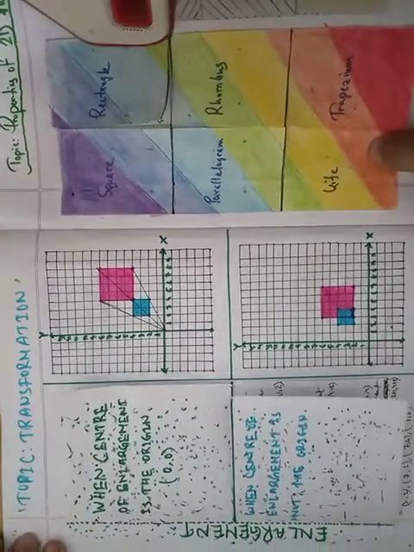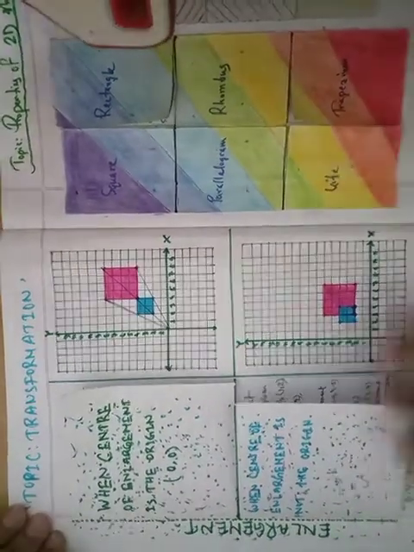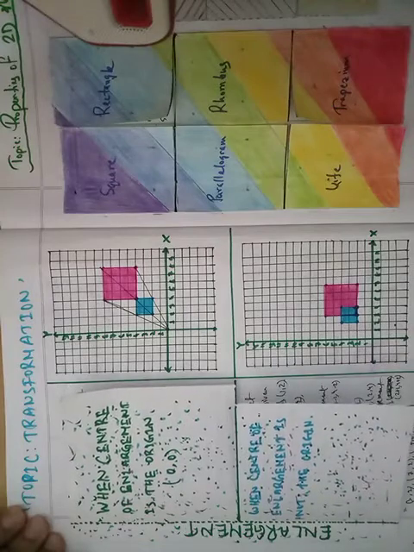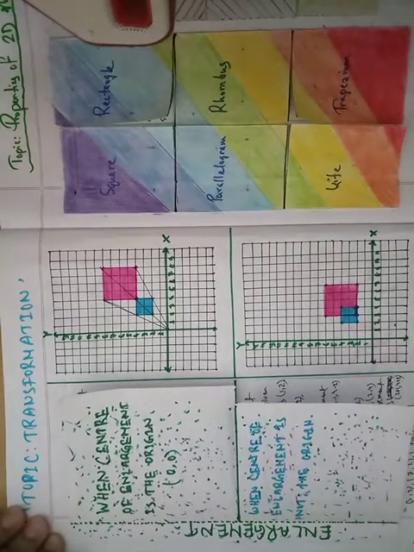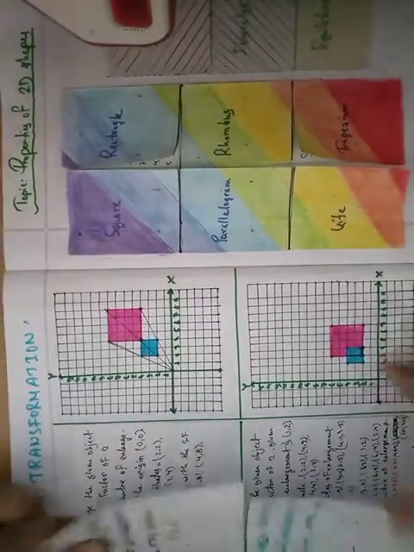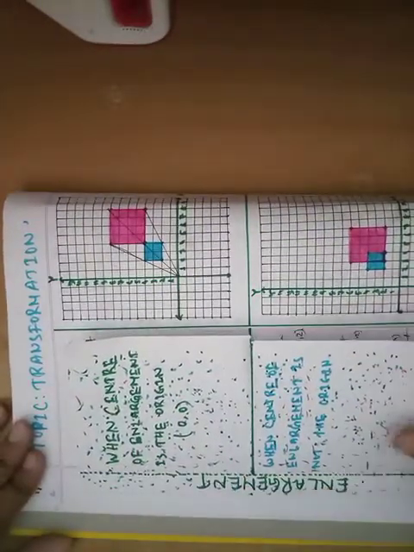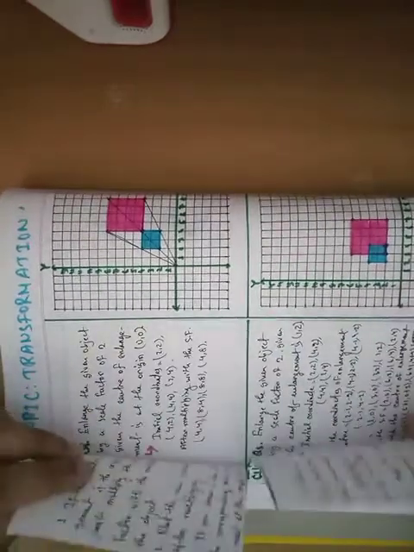First of all, at the top of your page, write the topic name, transformation, and then same as before, what we did for translation, reflection, and rotation, we have to make this foldable cutout like this, where you're going to cut a piece of paper, and then from the dotted lines here you have to fold it through and then cut this open.